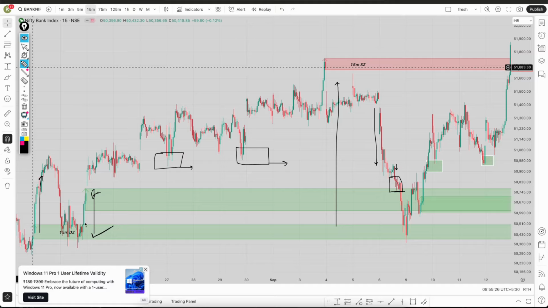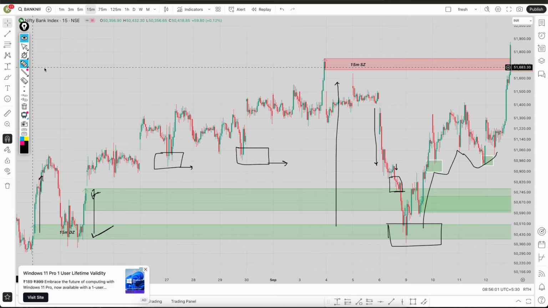Our aim is to find such zones and target them. In this particular screen you can see this zone from where it reversed once again and gave an up move. Just see the potential over here. We have to find the origin of that move. If we are able to find the origin of the big moves, then from those zones we are definitely going to make money, and I insist you please try marking such zones.